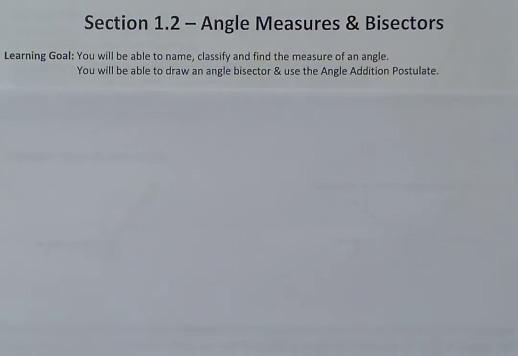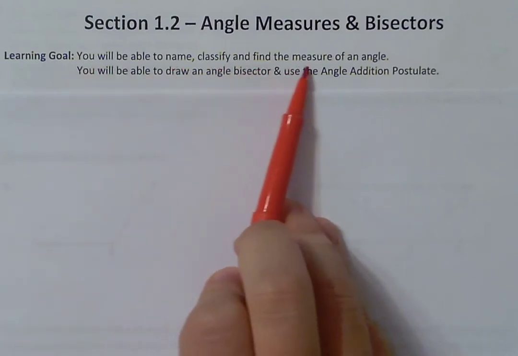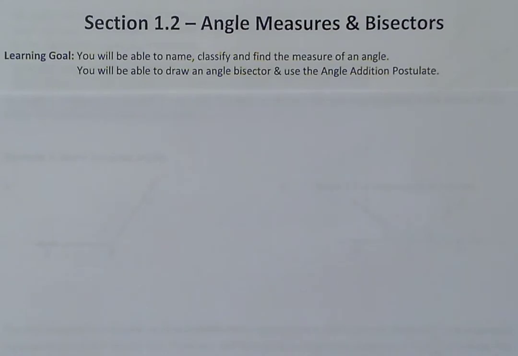Today we're going to be taking a look at section 1.2, which is going to deal with angle measures and bisectors. So for today's lesson, we have two different learning goals. Our first learning goal is you will be able to name, classify, and find the measure of an angle. So we're going to talk about angles today as our main point.